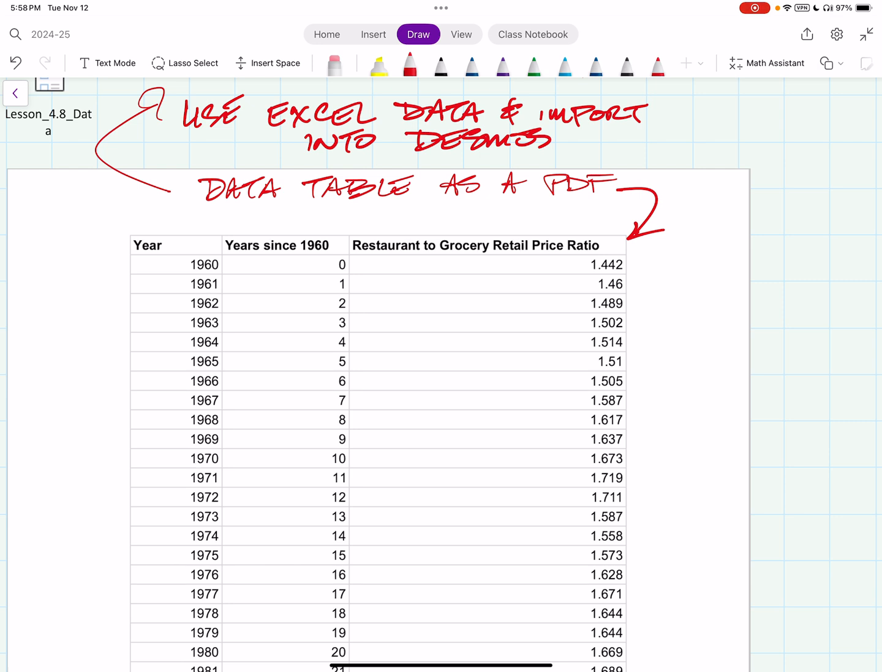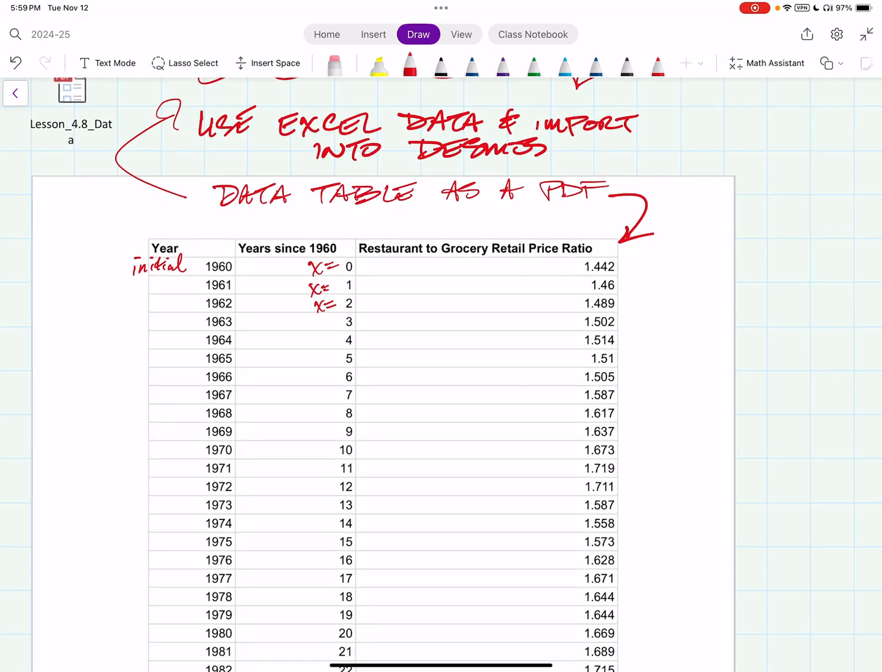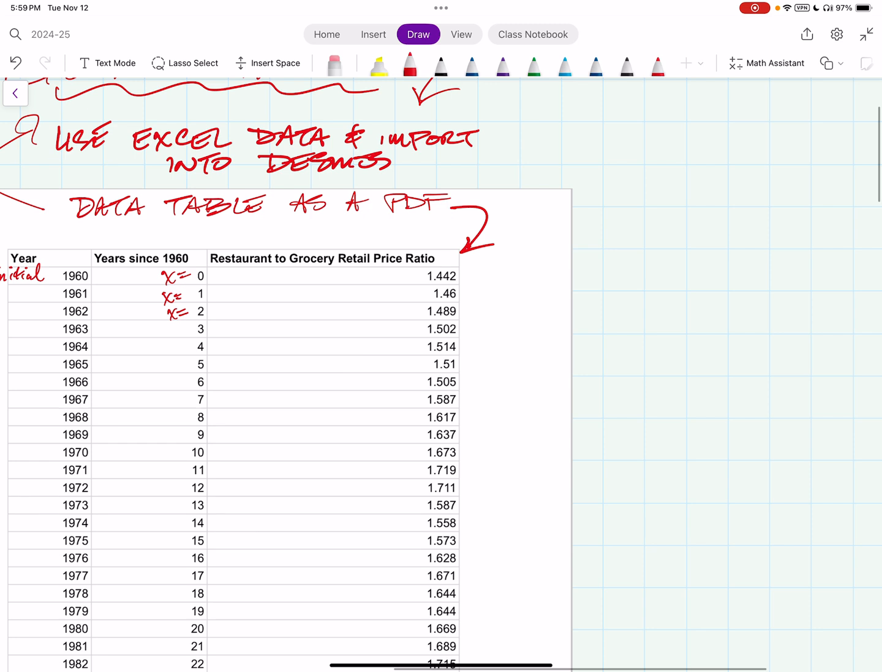What do you notice and what do you wonder? So first of all, at 1960, that's our initial year, right? So if you're starting at 1960, that means x is 0. One year later, that means x equals 1. Two years later after 1960, you get the drift, x equals 2, and so on. And you've got these restaurant to grocery store retail price ratios. Let's write that down one more time. This ratio here is the restaurant price divided by the grocery store price.